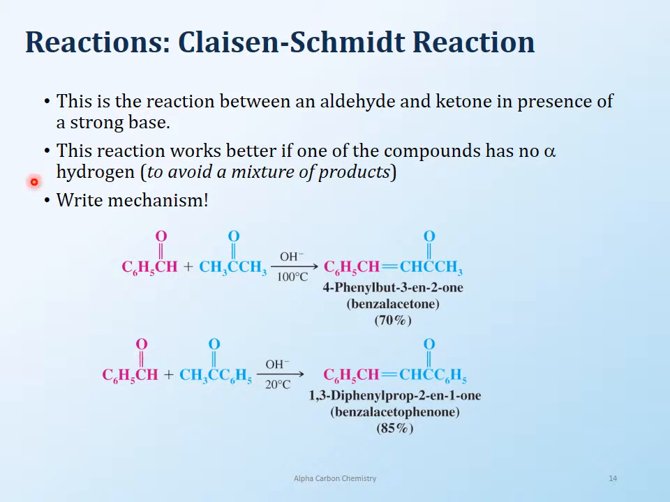You should try and write the mechanism for both of these reactions, or at least one of them, to see if you get them. It's the same kind of thing. Abstract a proton. Once you form the carbanion, attack that over here, and then go ahead and protonate and then dehydrate.